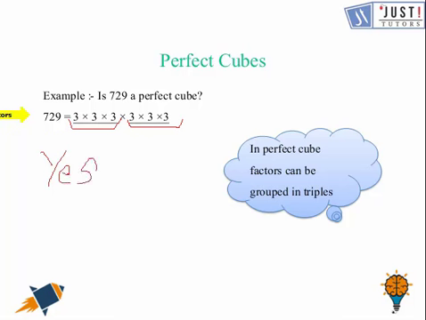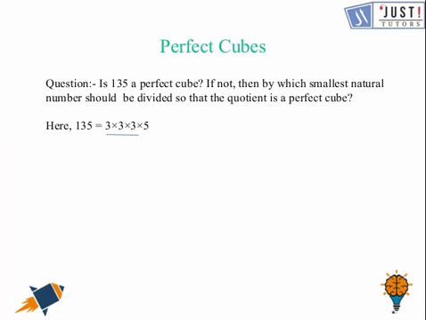Now let's try one more example in this slide. Here we need to find whether 135 is a perfect cube. After prime factorization, we can write 135 in this manner: 3 times 3 times 3 times 5. So is it a perfect cube? It's not a perfect cube, as you can see 5 is left alone without any group. We can see only one group of 3. So the answer is no.